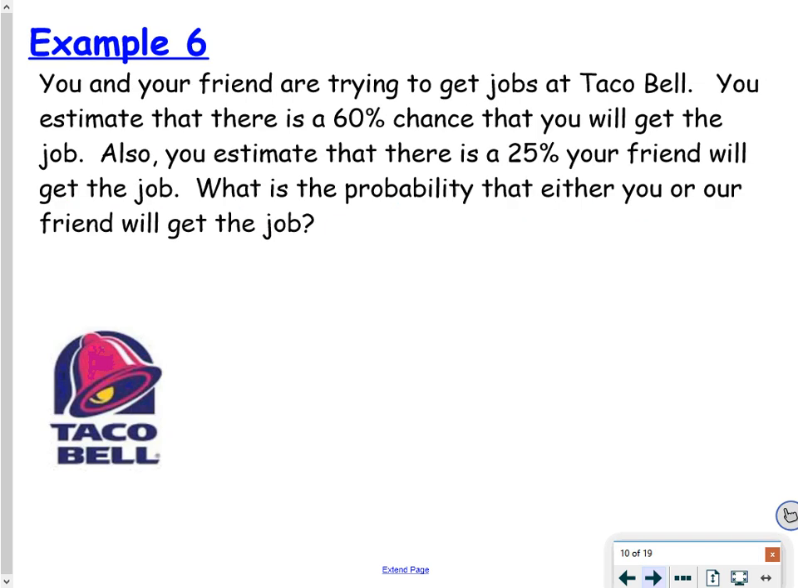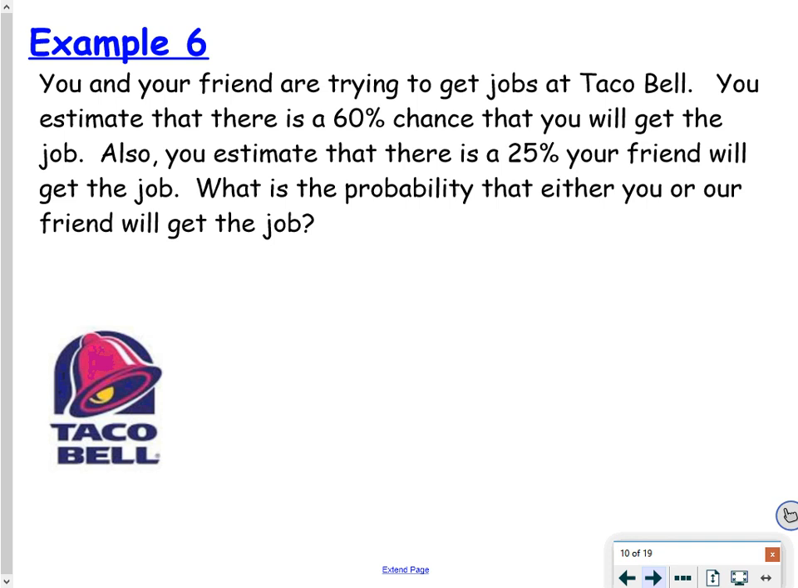All right, example 6, you and your friends are trying to get jobs at Taco Bell. You estimate that there's a 60% chance that you will get the job. Also, you estimate that there's a 25% chance your friend will get the job. How do you know that? Who knows? What is the probability that either you or your friend will get the job?